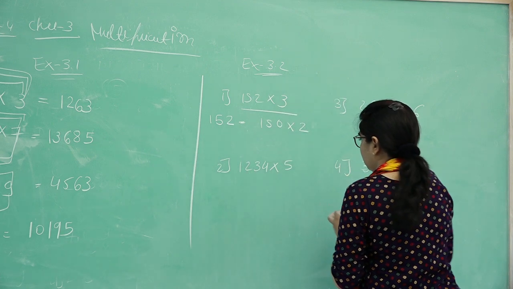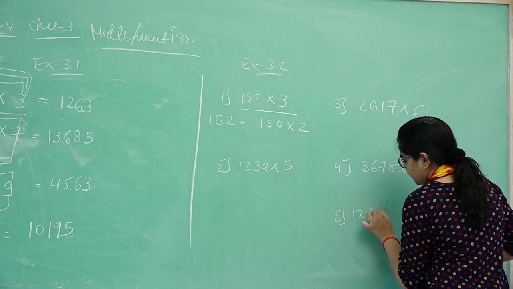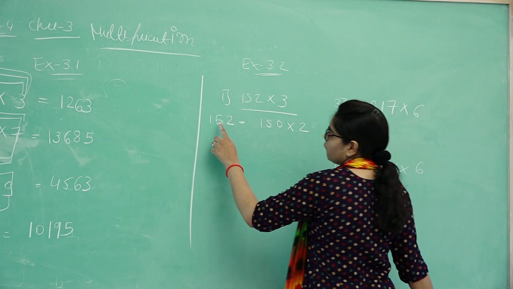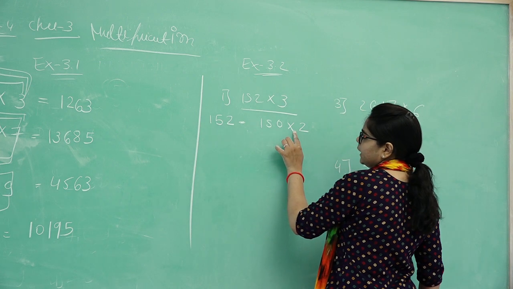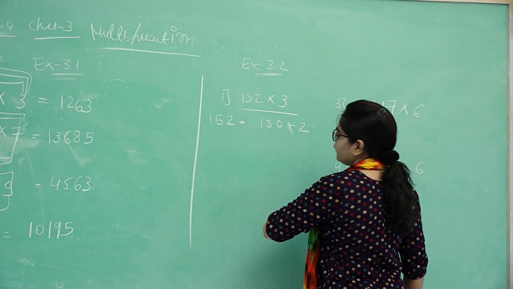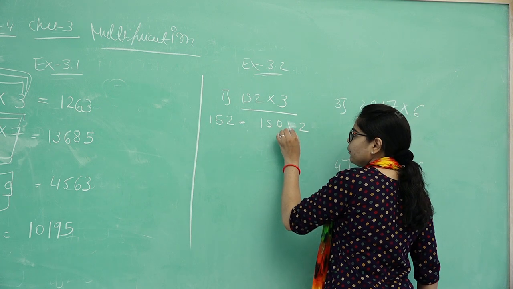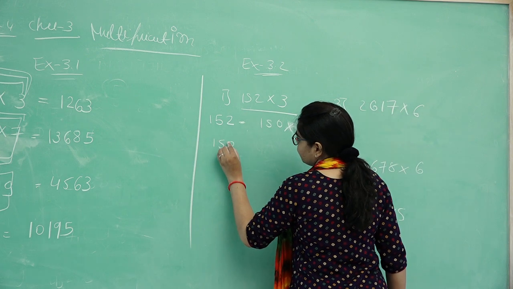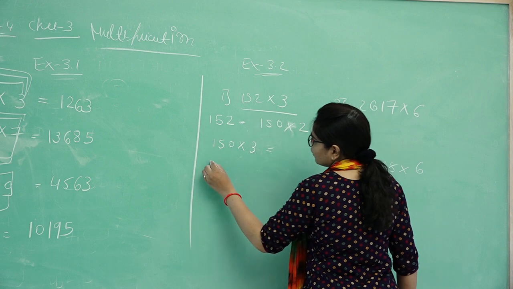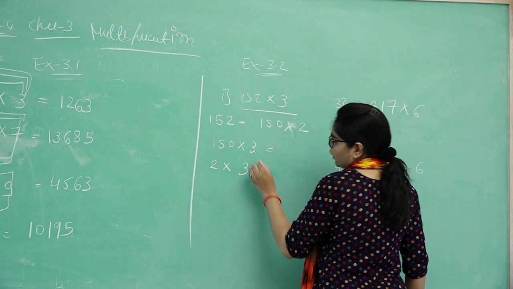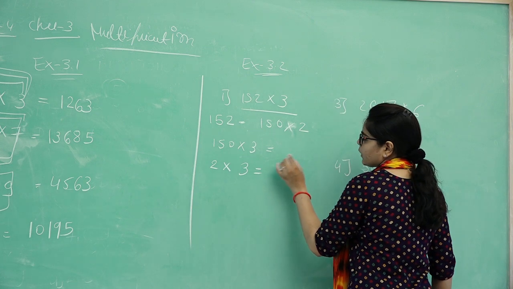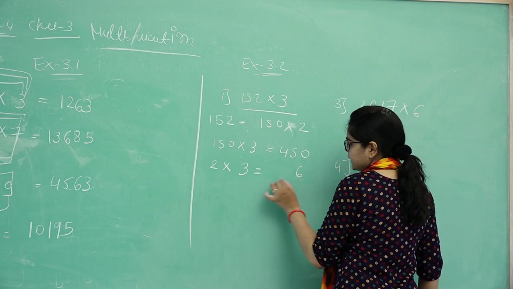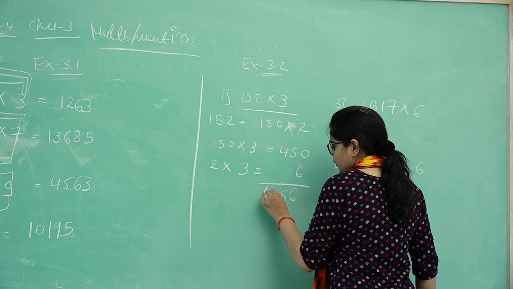First of all, write down the expanded form of 152. 150 plus 2 means 152. But what you have to do, not put plus here, put multiplication. So 150 into 3 and also 2 into 3. 150 into 3 means 450. And 3 2s are 6. Then here addition is there.